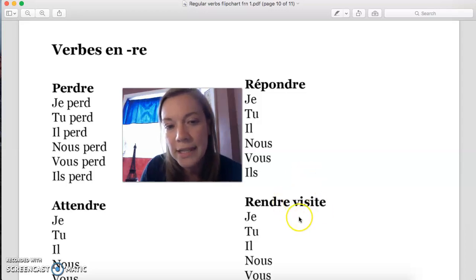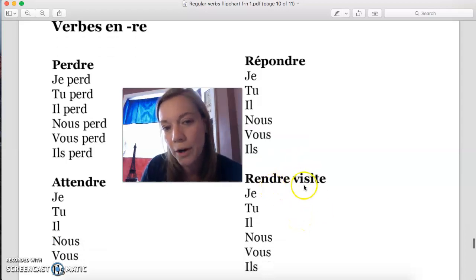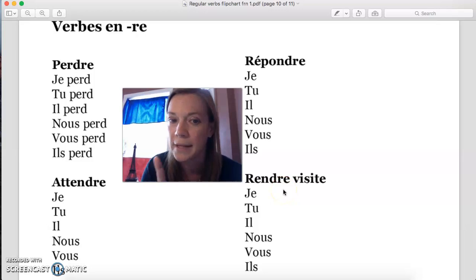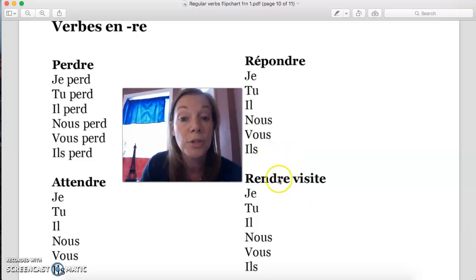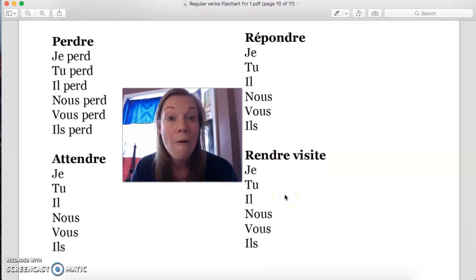Careful with rendre visite because it does have two words, and both of them are technically verbs, but in this case, the only one you conjugate is this, rendre. Just leave visite as it is. Tag it on to the end. Je rends visite, tu rends visite, il rend visite. It doesn't change though, because when two verbs go walking, the first one does the talking. So rendre visite, that's how that goes. Fill these in with your brand new endings.